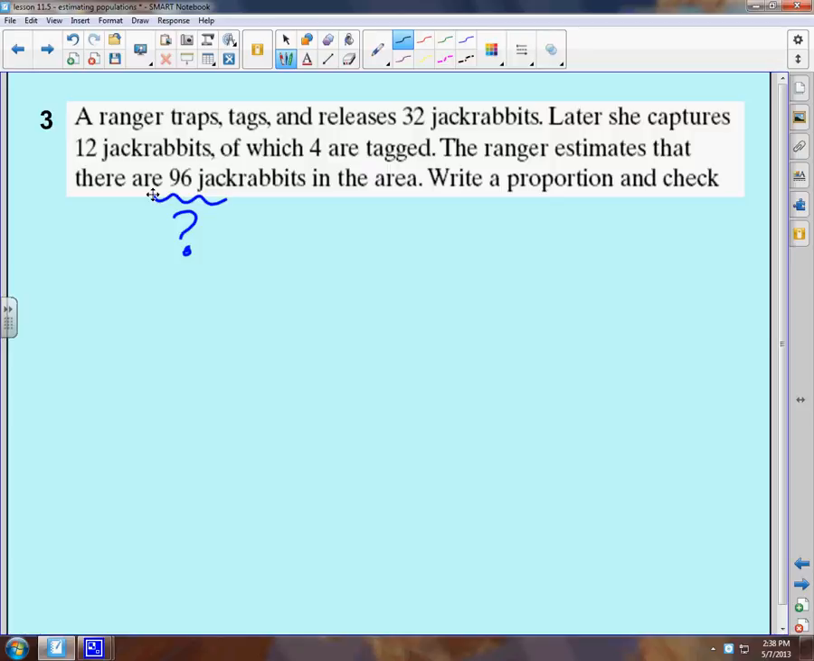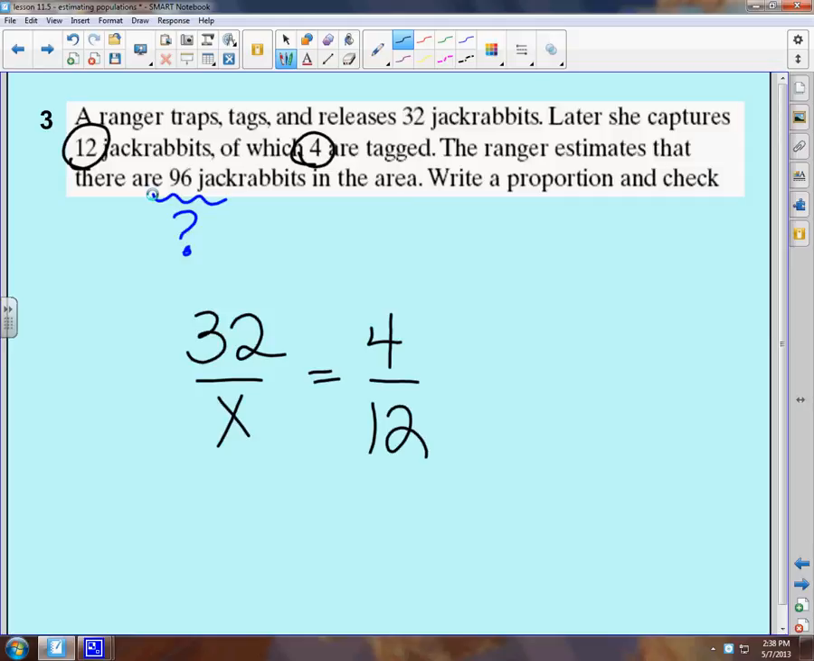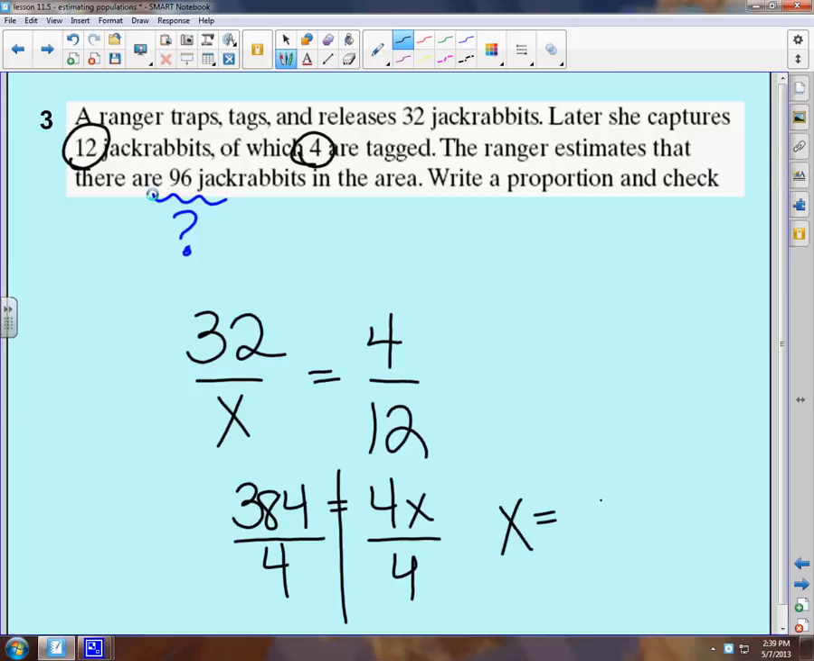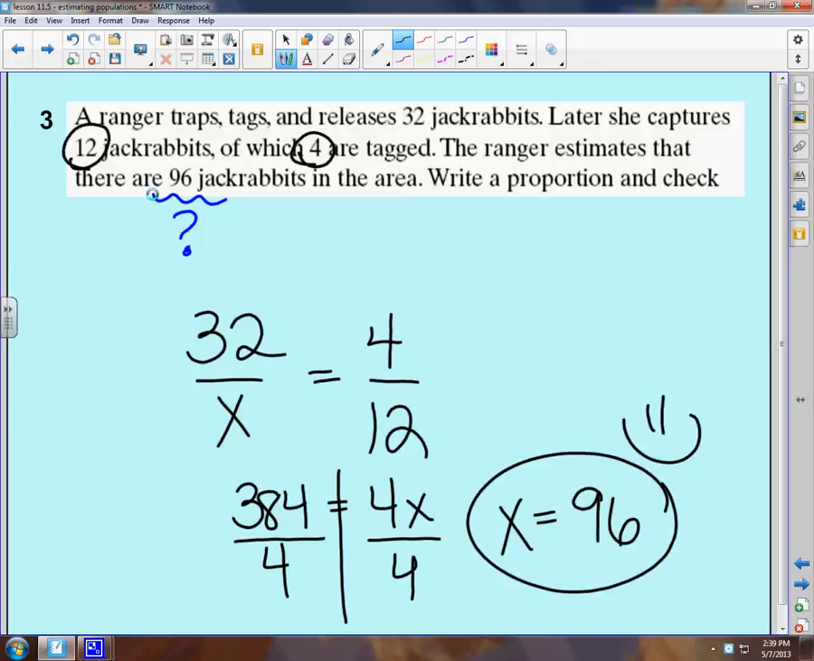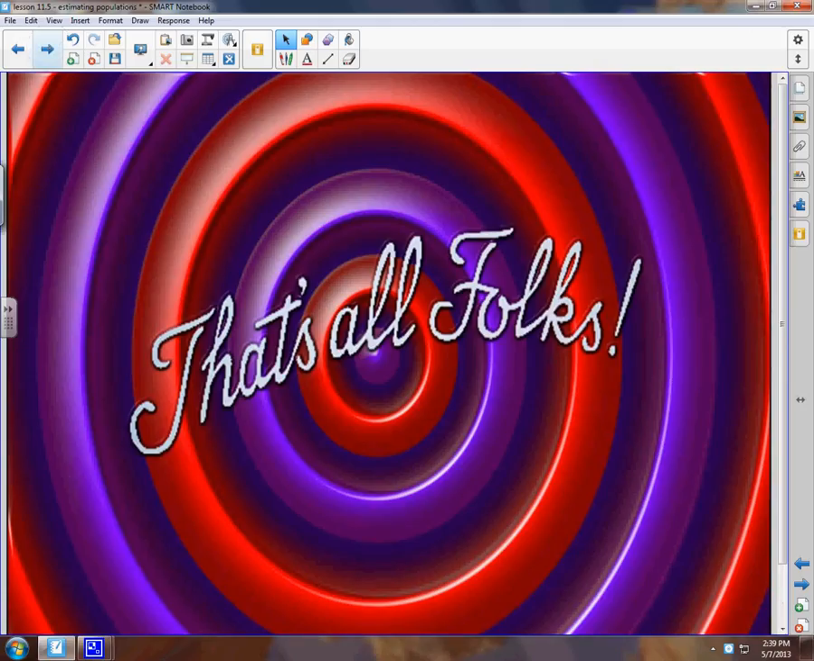All right, so they tagged 32, so 32 over the total population. Later, she found 4 out of 12. So I'm going to do 32 times 12, which is 384, equals 4x. I divide by 4, and x equals 96. So she was right in her estimation. She was perfectly on. All right, that is it for your notes.